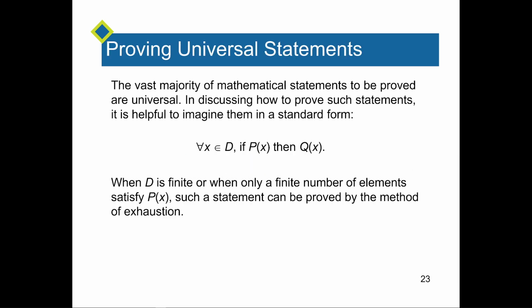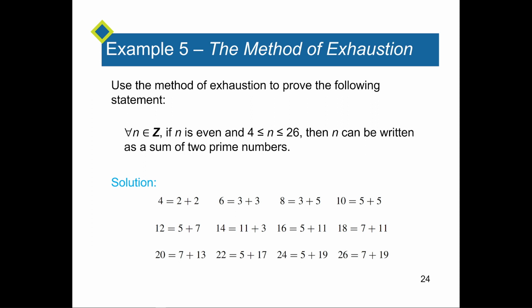So we want to talk about something called a proof by using the method. So this is another method. We are speaking about different methods. We want to use the method of something called exhaustion, right? To prove the following statement. For all n that belongs to Z, instead of integers, if n is even and n is restricted between 4 and 26 inclusive, then n can be written as a sum of two prime numbers.